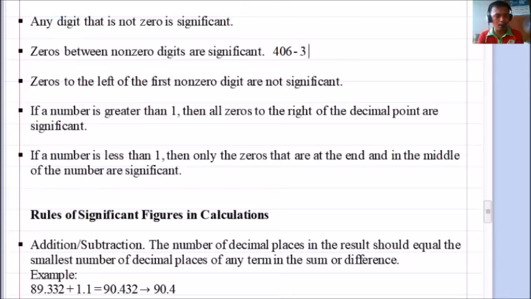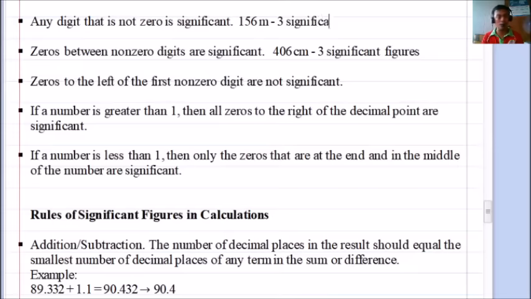Meron siyang tatlong significant figures. Of course, maglagay tayo ng unit, let's say 406 centimeter. Meron po siyang tatlong significant figures, at dahil yung zero ay nasa pagitan ng non-zero, significant na po yan. Balikan lang natin, let's say 156 meter. We'll have 3 significant figures.